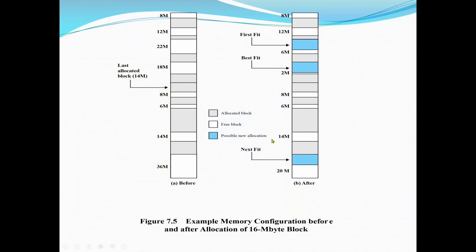Both fixed and dynamic schemes have drawbacks or disadvantages. The figure shows an example of a memory configuration after a number of placement and swapping out operations. The last block that was used was the 22 megabytes.